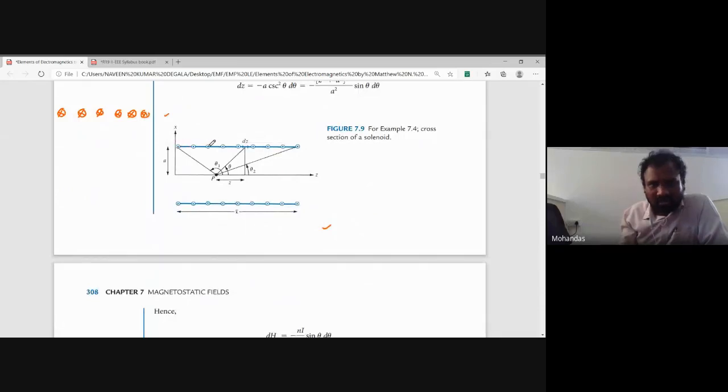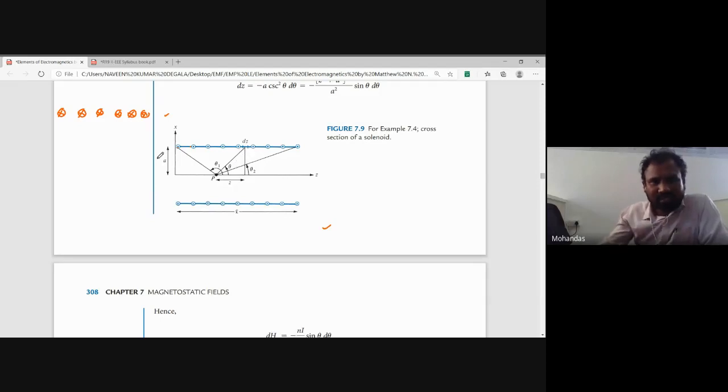There is a conductor like this. A dot means the current is coming towards the observer, and a cross means the current is flowing away from the observer. This is only a cross-sectional view of a solenoid.